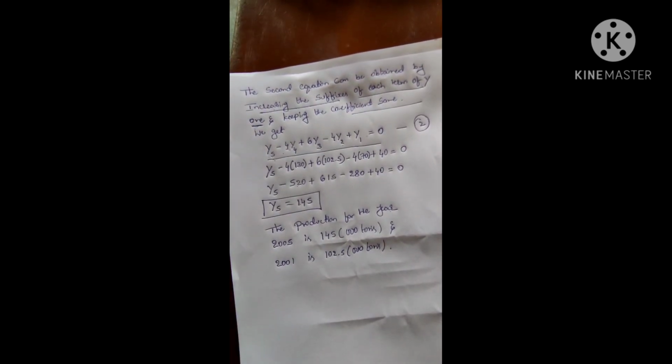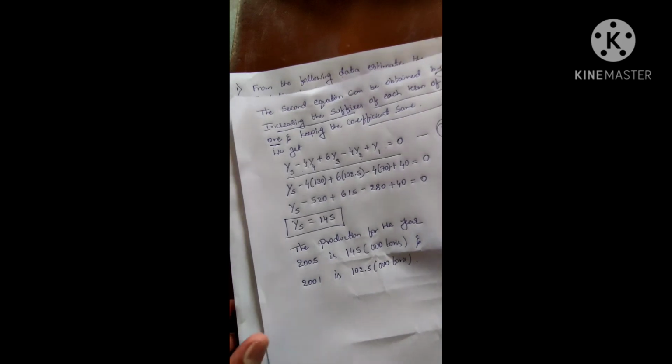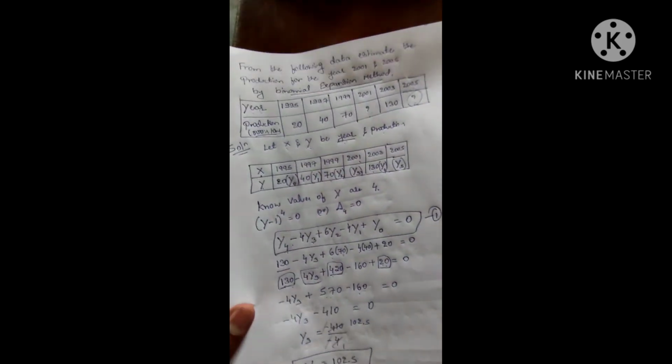So first we should create a first equation, next we should create a second equation based on the first equation. Okay students, this is the way of solution for binomial expansion method.